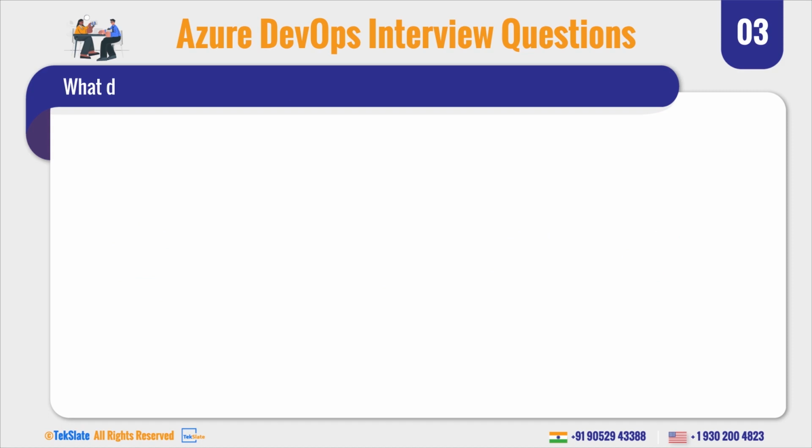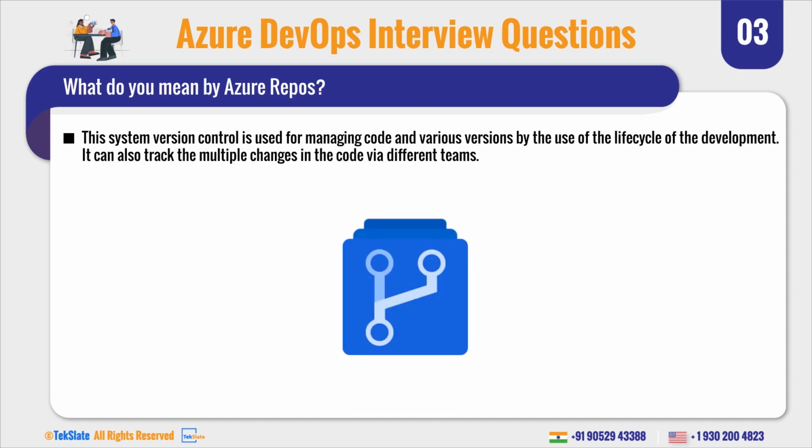The next question is, what do you mean by Azure Repos, or you can say repositories? This version control system is used for managing the code and its various versions throughout the development lifecycle. It can also track multiple changes in the code made by different teams. The list of changes can then be used for coordination and collaboration between the teams in the future. Centralized version control as well as distributed version control are its essential features. An example of distributed version control is Git, and an example of centralized version control is TFVC.